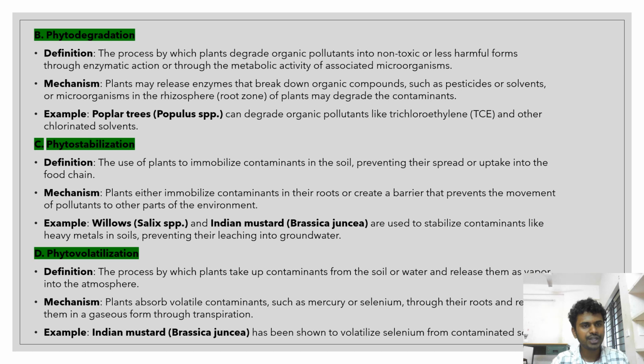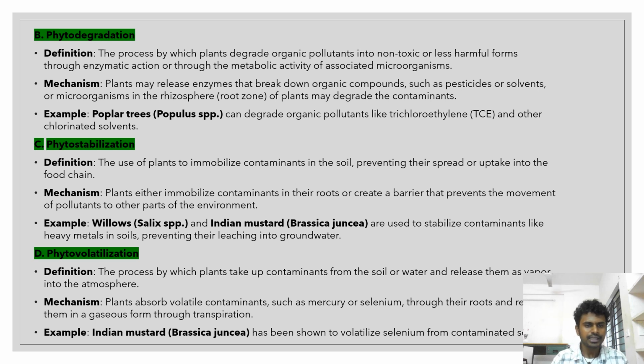Third one, phytostabilization. The use of plants to immobilize contaminants in the soil, preventing their spread or uptake into the food chain. Mechanism: plants either immobilize contaminants in their roots or create a barrier that prevents the movement of pollutants to other parts of the environment. Example: willows and Indian mustard are used to stabilize contaminants like heavy metals in soil, preventing their leaching into groundwater.